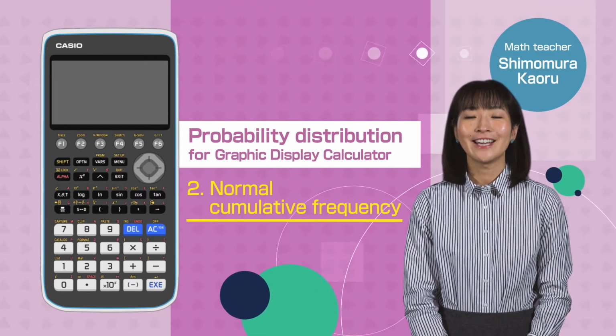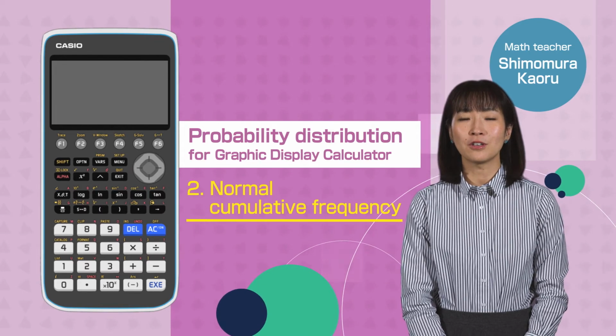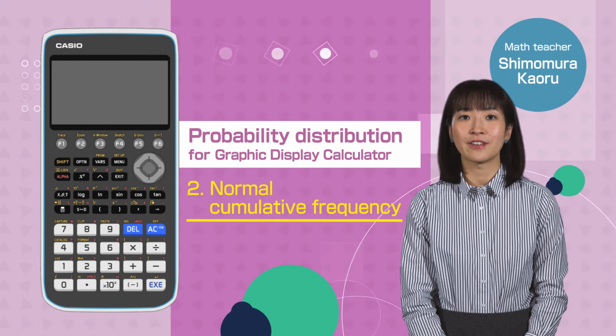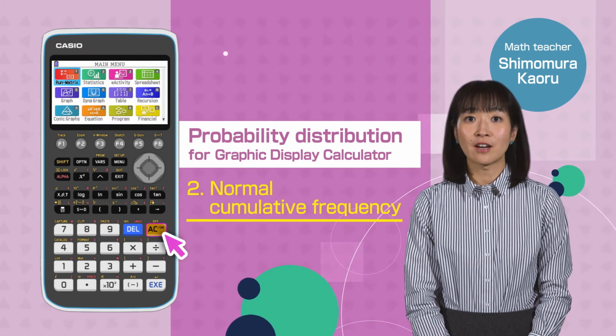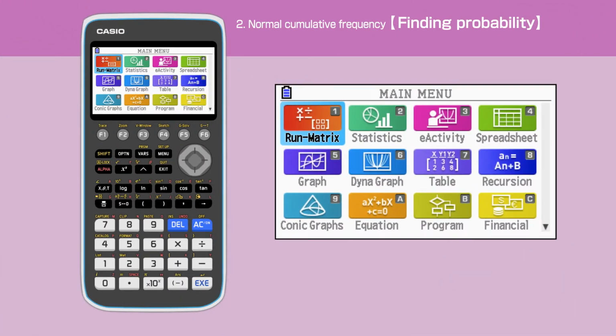Hi everyone! In this video, we are going to show how to use the normal cumulative frequency function using CASIO fx-CG50. Switch on your calculator, pressing AC button. Press the menu key to open the main menu, then move the cursor or press 2 to select the statistics function.